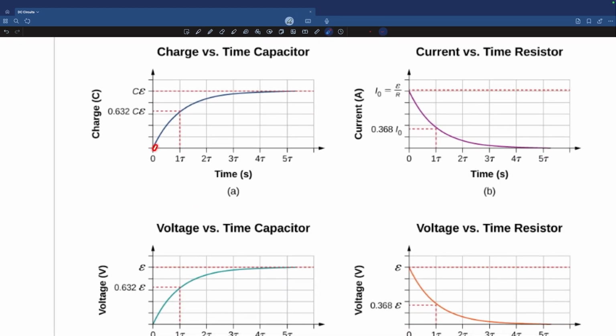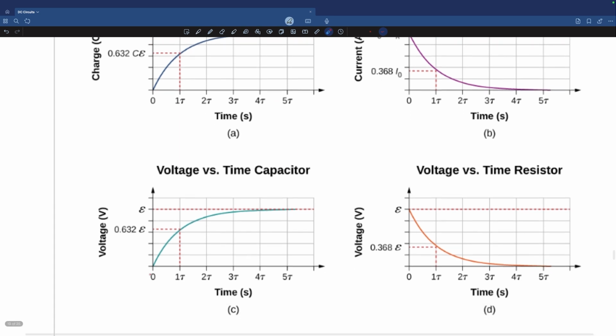Okay. So these graphs show how the charge builds on the capacitor. You can see that this is the nature of an exponential graph. It approaches the maximum, which is C times E, but never touches it. Once again, this is the voltage increasing similarly.